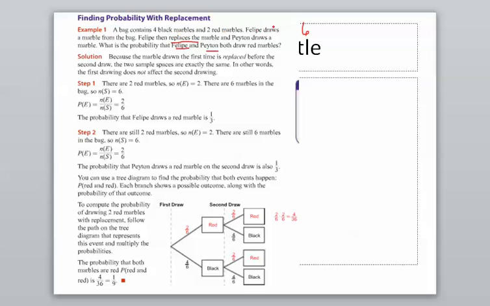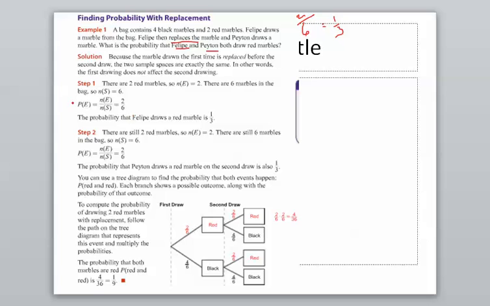Well, 2 out of 6, because all the marbles are in the bag. So there's a 1/3 probability there, right? Because the marble's drawn the first time and then replaced, the two sample spaces are exactly the same. In other words, the first drawing does not affect the second drawing. It's independent. We're going to get to that in a little bit, okay?